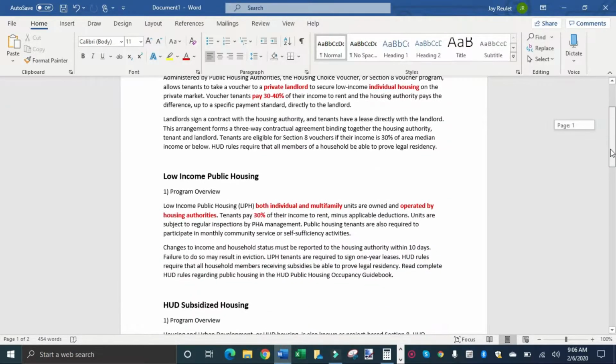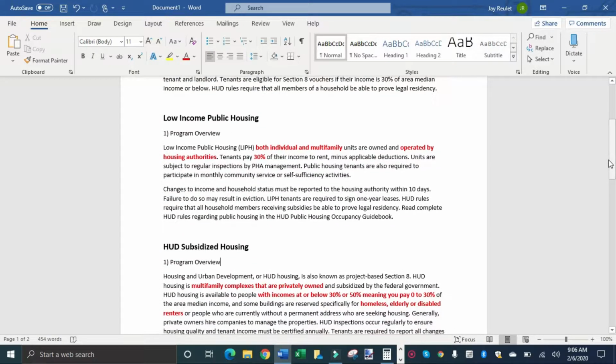Now, let's go down to low-income public housing. The first thing you should realize is it's both for individual and multifamily units, okay? So that's usually going to be buildings with more than a certain amount of units available, probably over 8, and operated by the housing authority, okay? So this is not operated by an individual, it's the housing authority.